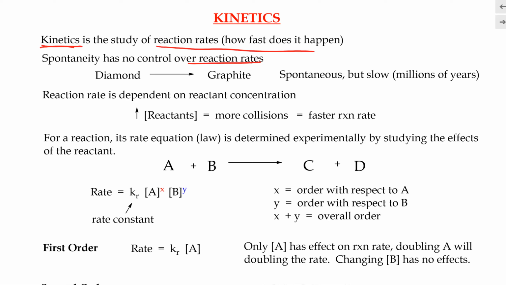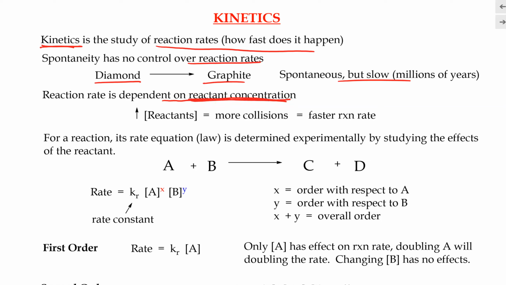For example, the process of diamond getting converted back into graphite. It is a spontaneous process, however, it's very slow and takes millions of years for that to happen. So your diamond is safe for now. Now, the reaction rate is not dependent on the spontaneity of the reaction. However, it is dependent on the concentration of the reactant.